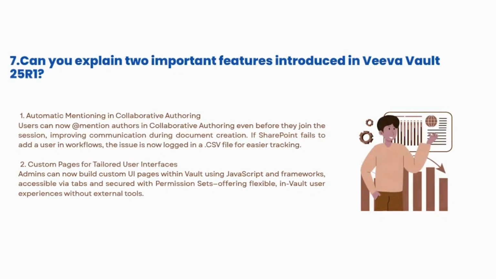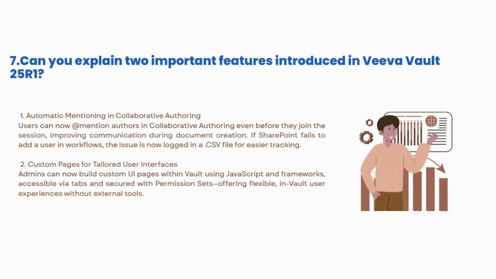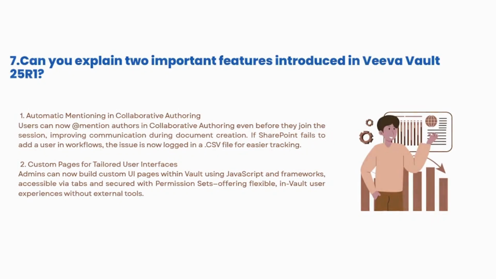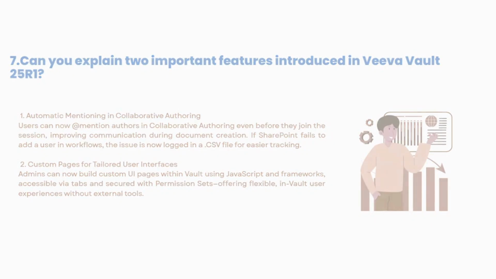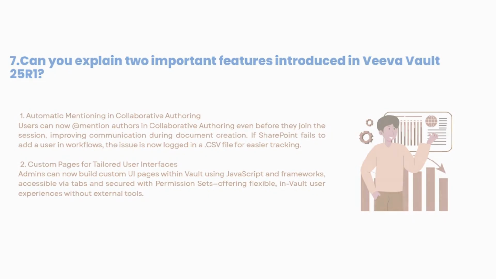So one is automatic mentioning in collaborative authoring. Now there is a feature where a user can use the @ mention to mention authors in collaborative authoring even before they join the session. That is one item. Another item is the custom page for tailored user interface. That means admins can now build a custom UI page within Vault using JavaScript and a framework, accessible via tabs. So it's really a good feature. It definitely changes the UI page and look and feel.